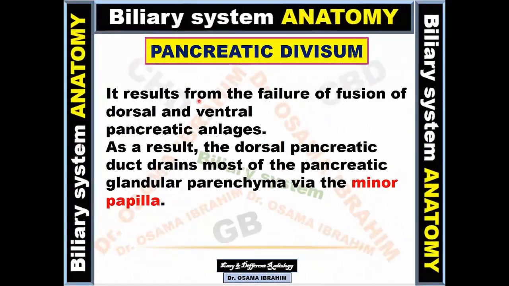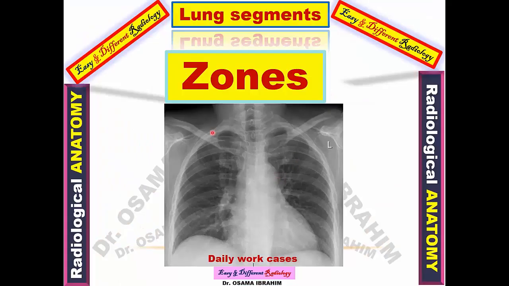So pancreatic divisum results from the failure of fusion of the dorsal and the ventral pancreatic buds. As a result, the dorsal pancreatic duct of Santorini drains most of the pancreatic juice. Now the X-ray view without CT. As you see here, the trachea is divided into the left main bronchus and right main bronchus.